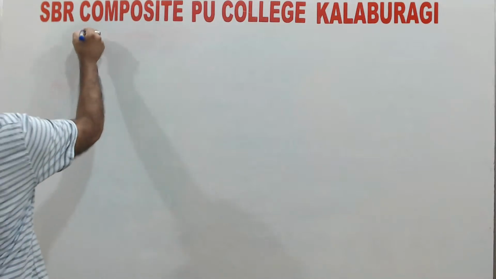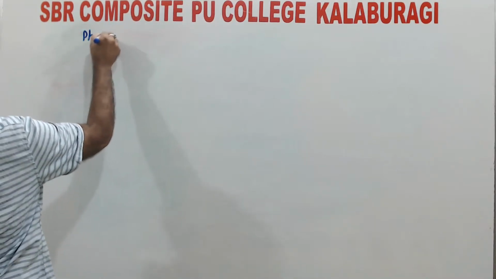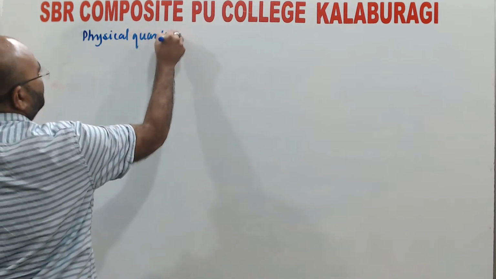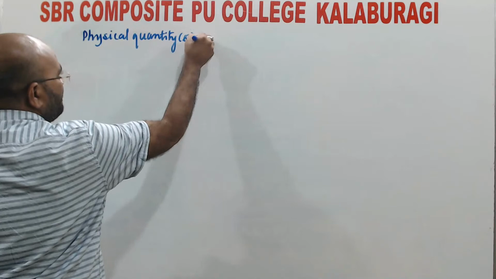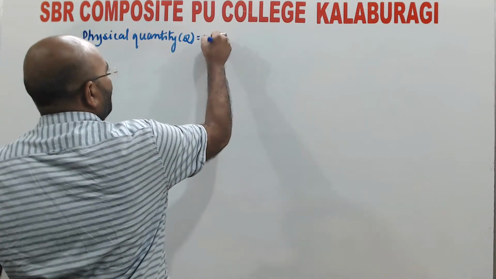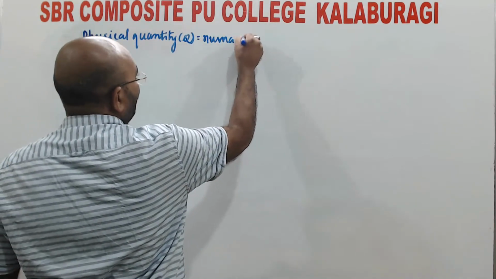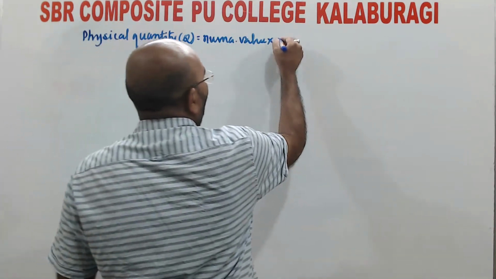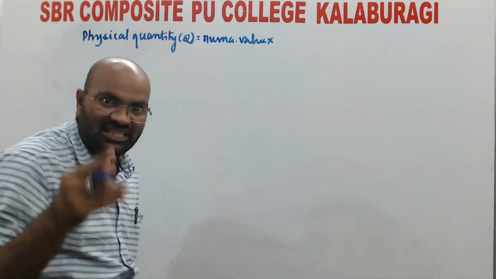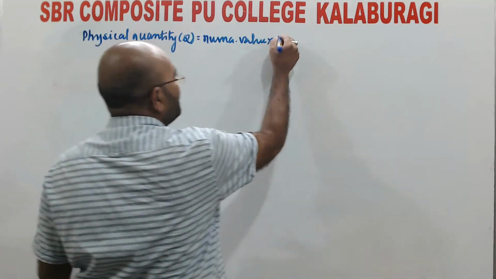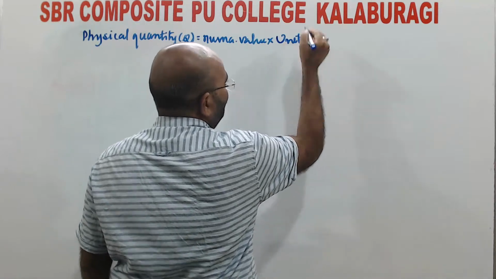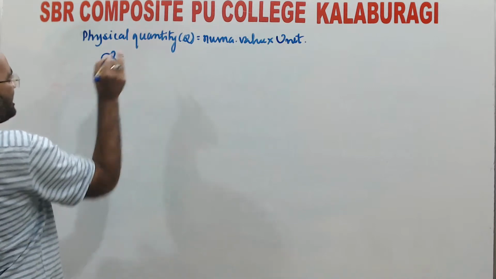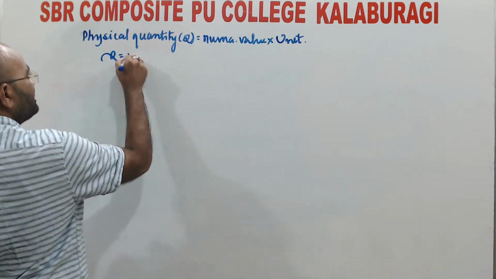Writing the unit, the physical quantity Q is equal to, we know, numerical value into a standard reference. The standard reference is called a unit. Then the physical quantity is denoted as Q is equal to numerical value, which is given as N.